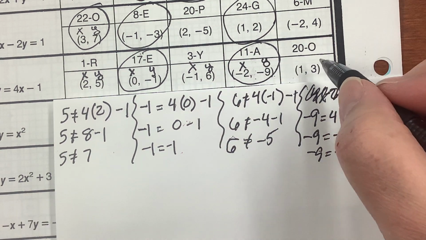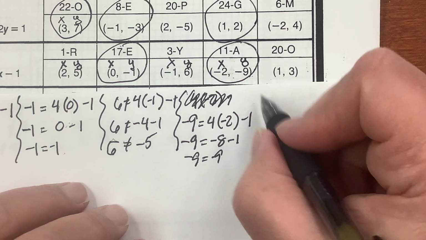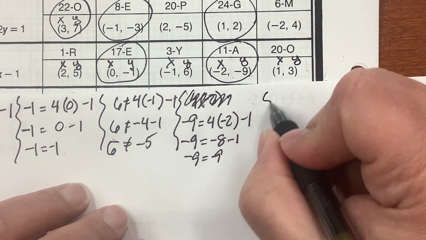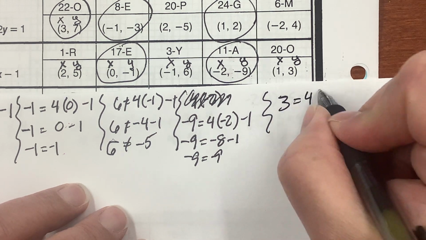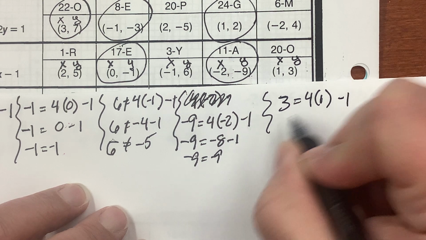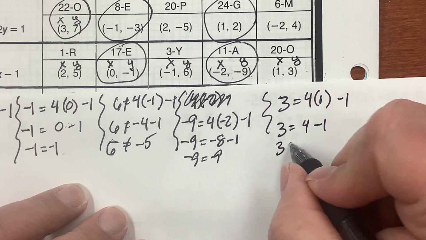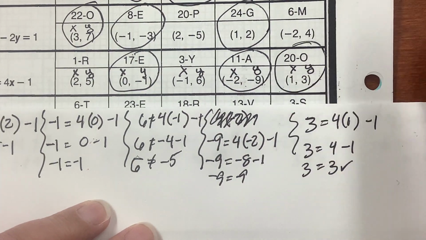Again, I already know this is going to be a solution. And look at all this nice room I have left for a change. So x first, then y. So 3 equals 4 times 1 minus 1. 3 equals 4 minus 1. 3 equals 3. That one works. So this one works.